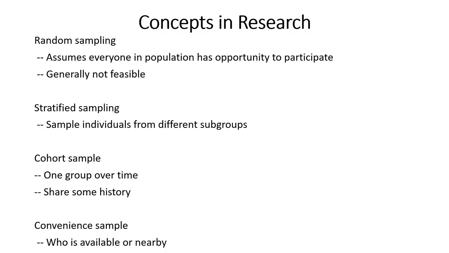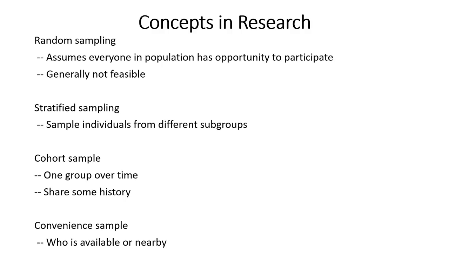So, we will make different strata, and from these different strata, we will pick people in equal ratios, and then within the ratio of people, we will randomly select people. So, within the strata, we will randomly select people, and this is called stratified random sampling. So, sample individuals from different subgroups.